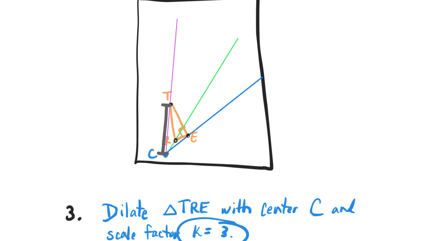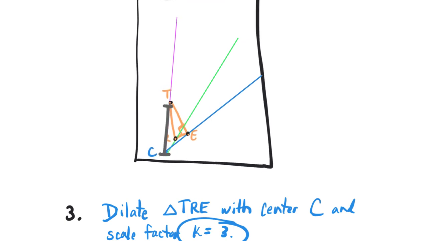Then we consider that distance from the center to this point T, and we do that distance once, twice, 3 times. And that's where we put T prime. And why 3 times? Because the scale factor is 3.